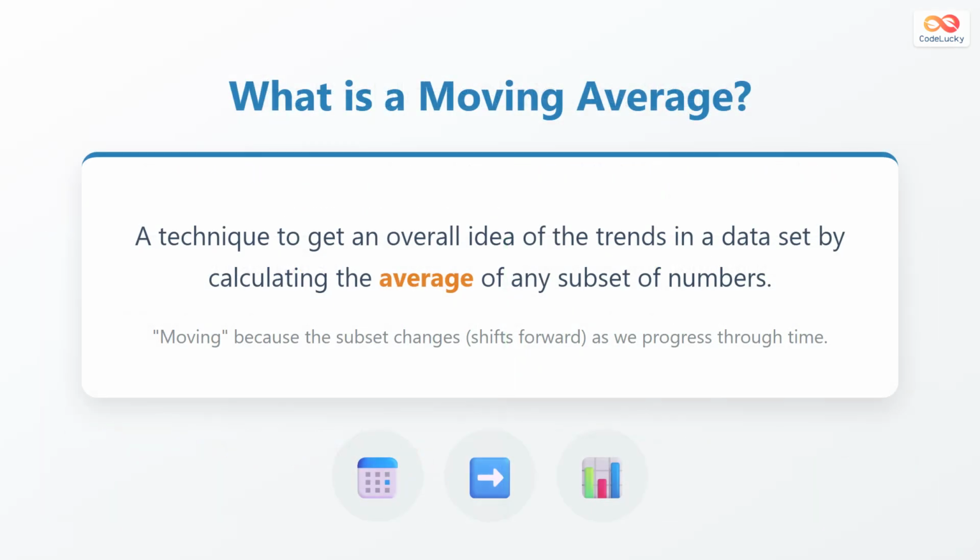This is where the moving average comes in. It is a statistical calculation used to analyze data points by creating a series of averages of different subsets of the full data set. We call it moving because the subset of numbers we average shifts forward as we progress through time.